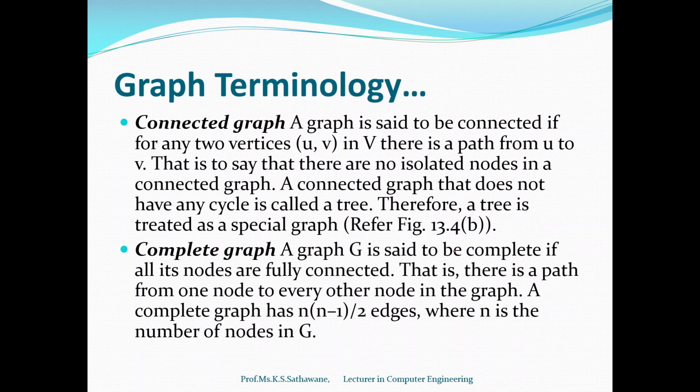Now what is a complete graph? A graph G is said to be complete if all its nodes are fully connected. That is, there is a path from one node to every other node in the graph. A complete graph has n into n minus 1 by 2 edges, where n is the number of nodes in G.